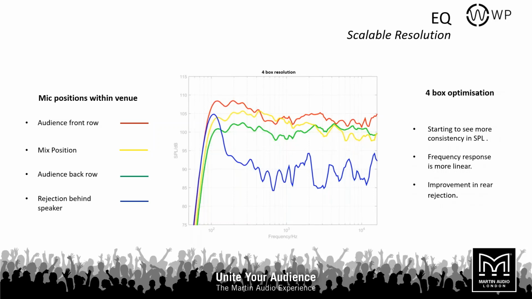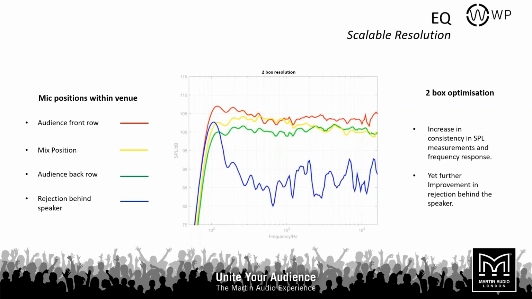So here we're looking at a WPM array, 8 boxes. First of all, with 4-box resolution. So the top half of the array and the bottom half have independent signals respectively. And we're already starting to see some more consistency in SPL and a more linear frequency response across the audience. As well, we're starting to get a bit of rejection. So the blue is defined as a hard avoid in our coverage page here. And we can see it starting to work even at 4-box resolution.